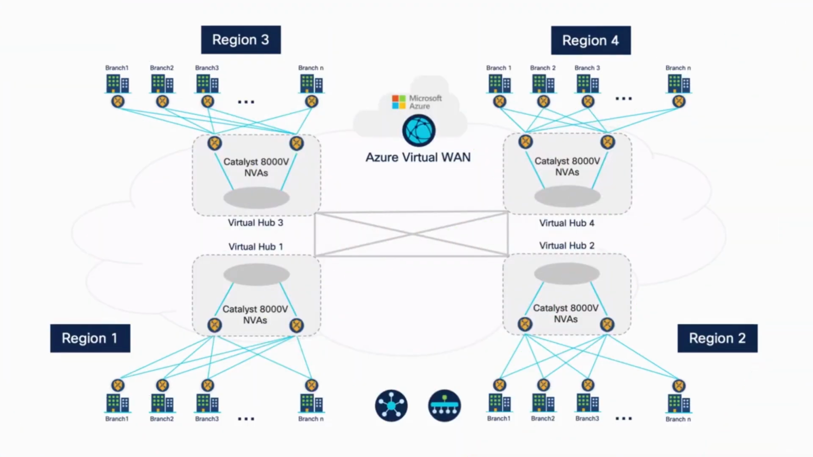To summarize, using a template and a few clicks, we created a virtual WAN, a virtual hub, and instantiated a pair of Catalyst 8000 virtual routers. We also logically grouped host VNets and allowed access from specific branches to these VNets.